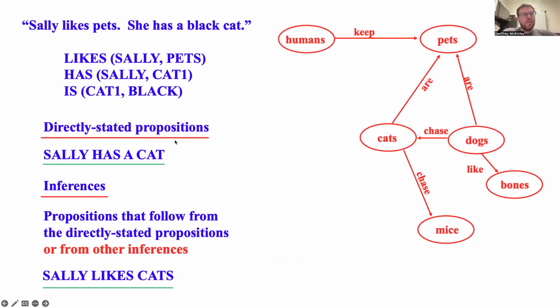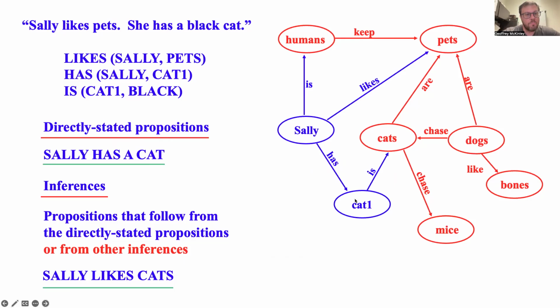And then what we can do is you should note that there are directly stated propositions like Sally has a cat, right? We know that Sally has a cat. Because it was directly stated that Sally has a cat, that's one thing that we could store. But we also probably store inferences, right? And these inferences are propositions that follow from the directly stated propositions or from other inferences.